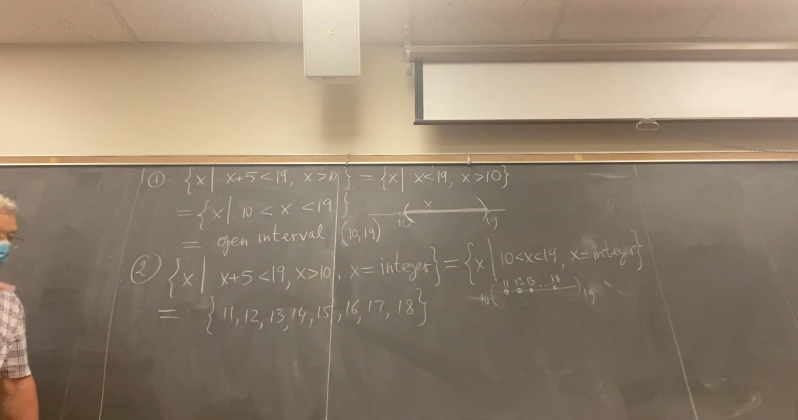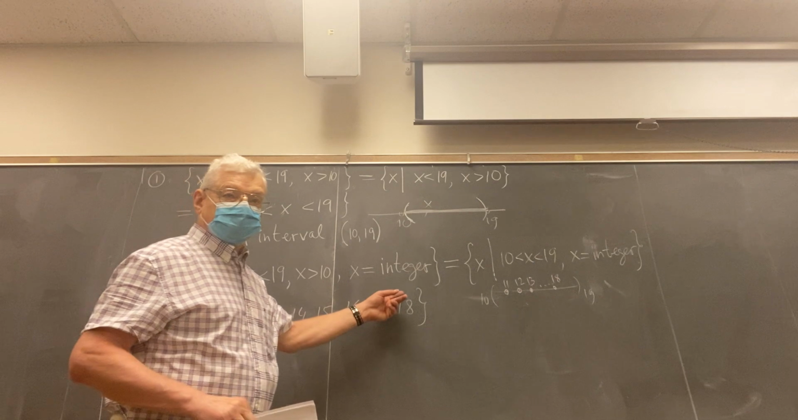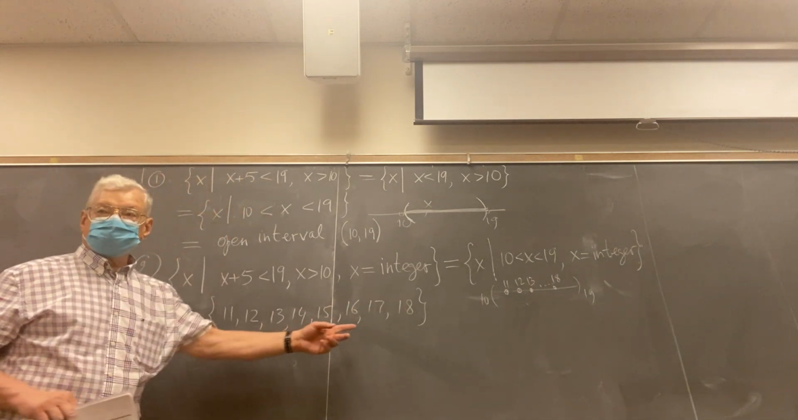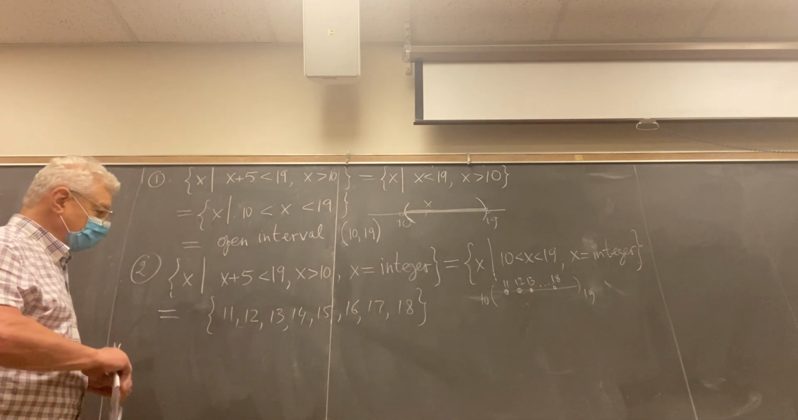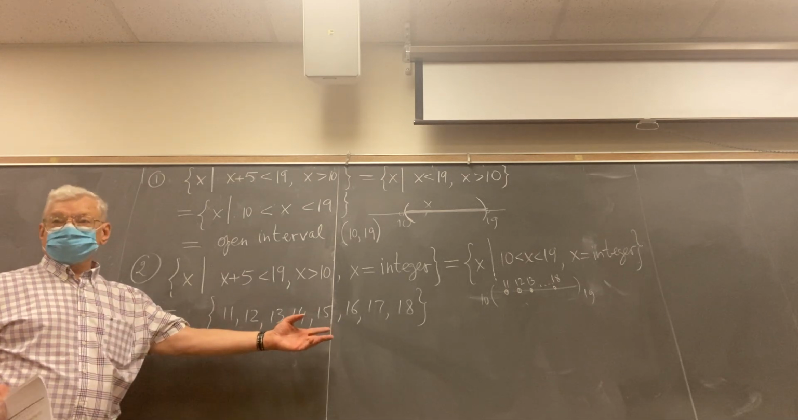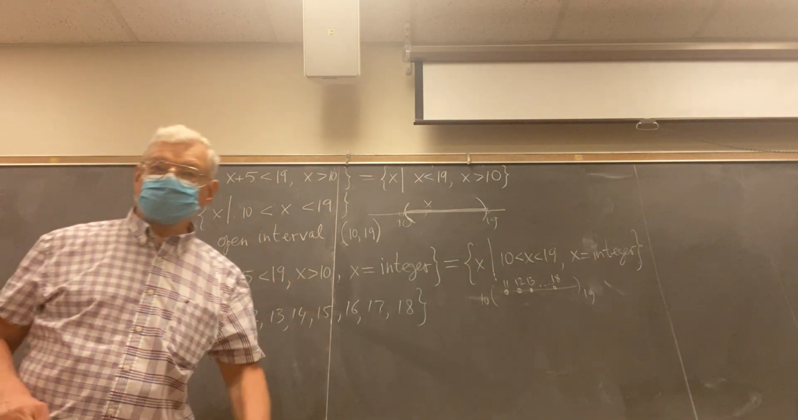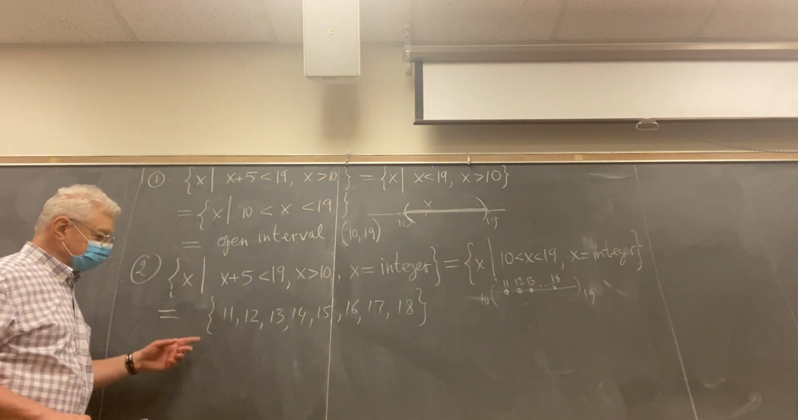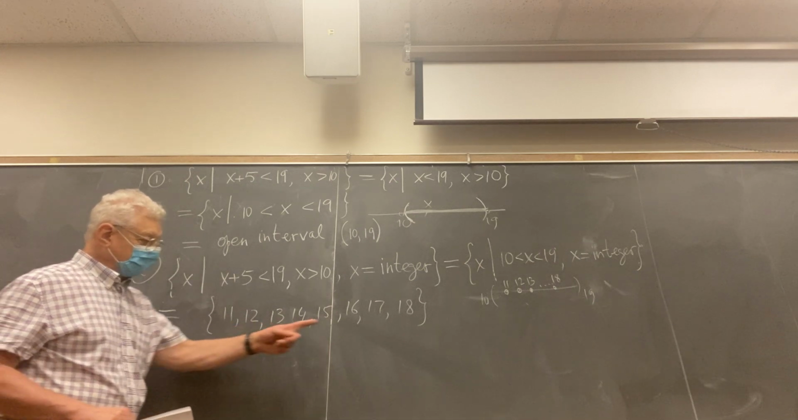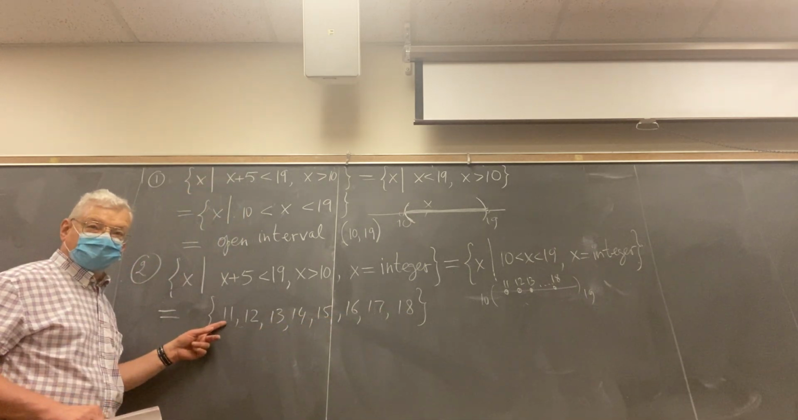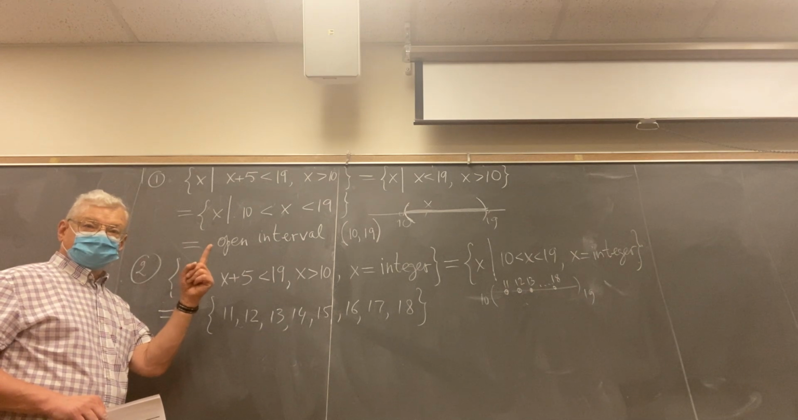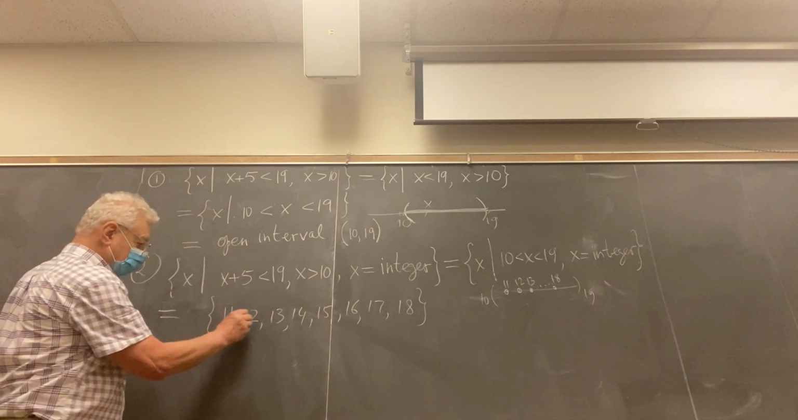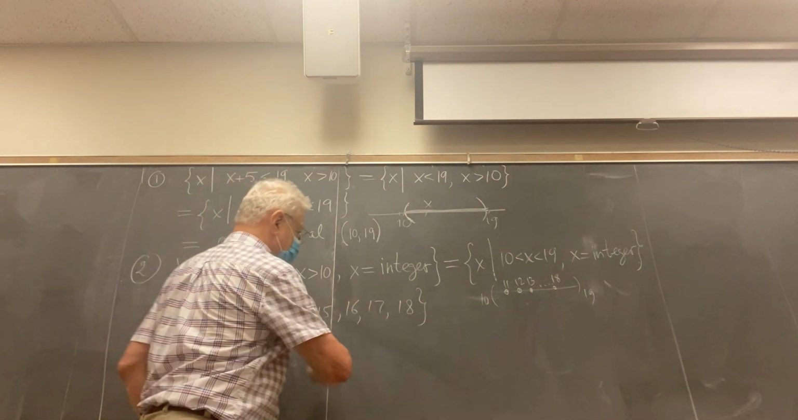A little bit later, I will ask you how many elements are in that set. If you write it this way, you cannot find that. But if you write it as a listing, then you can find it. Actually, what is that? It's an arithmetic sequence. That's why I taught you arithmetic sequence. How many numbers are here? 18 minus 11 plus 1. 8. And let's count. 1, 2, 3, 4, 5, 6, 7, 8.